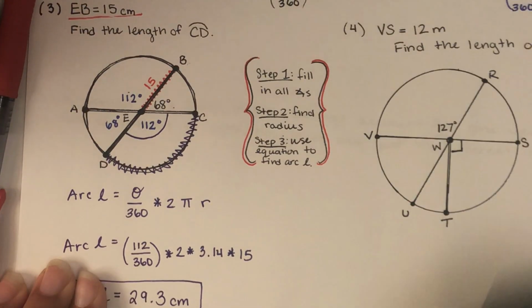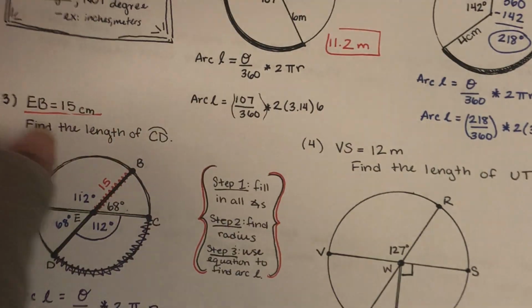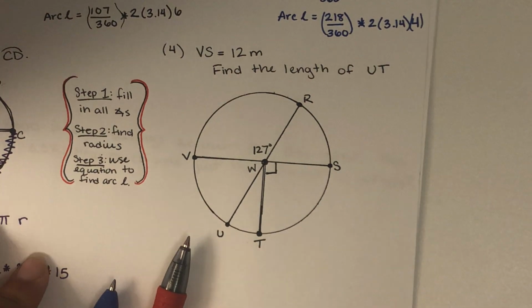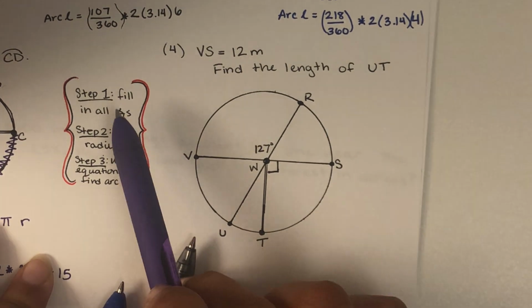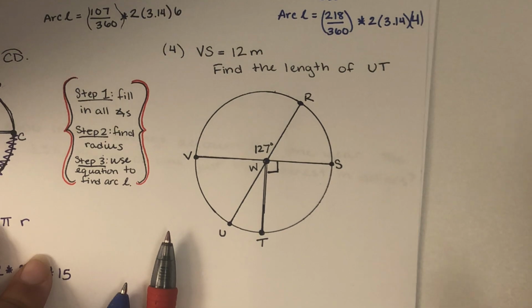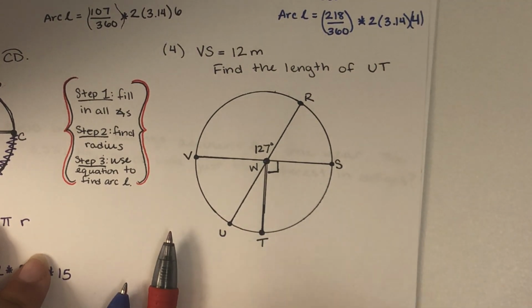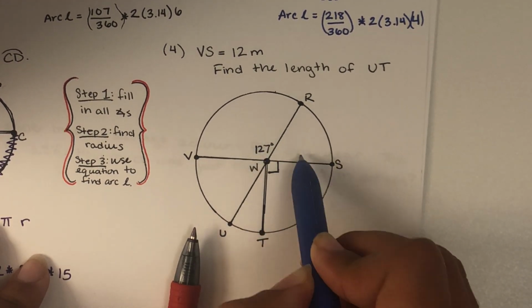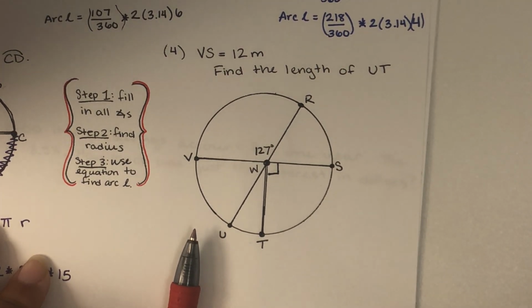All right, and then lastly, our most typical problem for this lesson. We're gonna be following the same steps, but we're trying to find UT. Step 1, fill in all the angles. This actually shouldn't be too bad. So this is 127 right here. If this is 127, this is a linear pair, right? So whatever 180 minus 127 is should tell us that other angle.